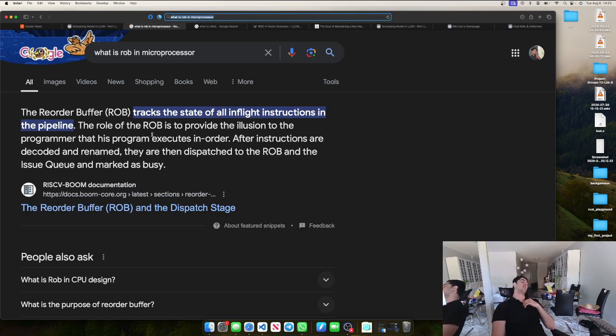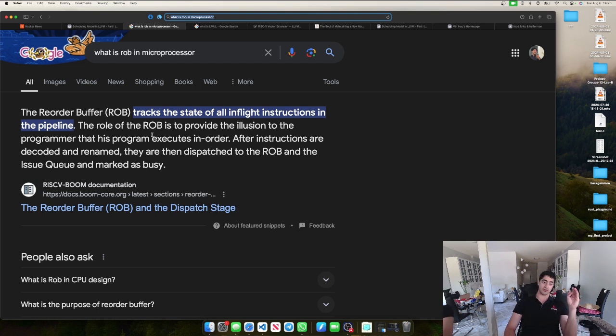Yes, exactly. Your program is not actually run sequentially, because there are possible ways that the processor can pipeline things differently. I don't know if the correct word is parallelism, but there can be parallel pipelines, so your instructions are going to look like they're sequential, but actually they're not. So the role of the ROB is to provide the illusion to the programmer that their program executes in order.